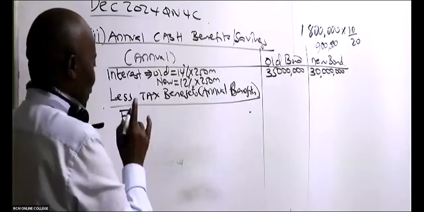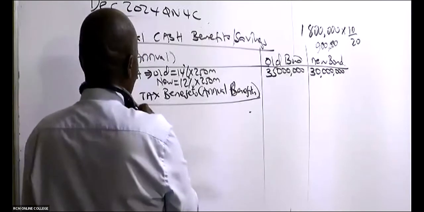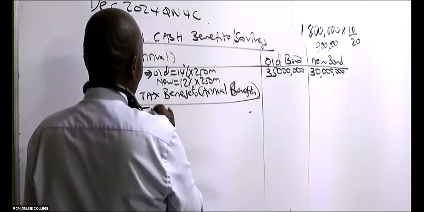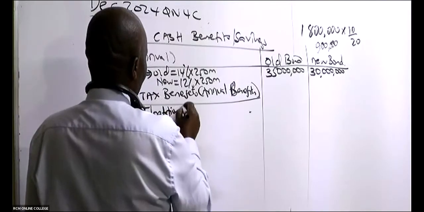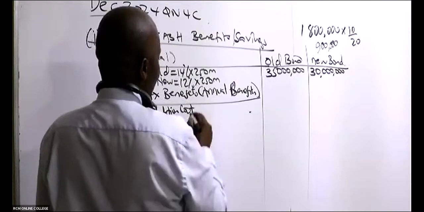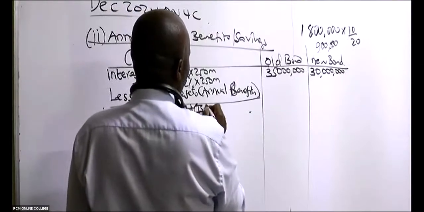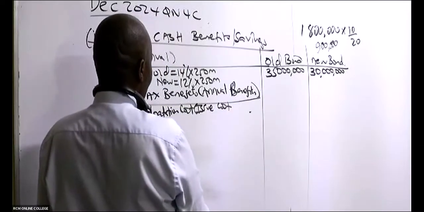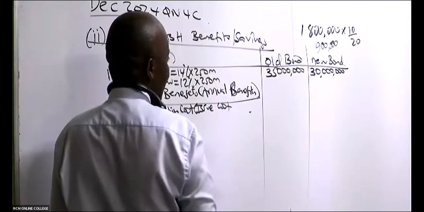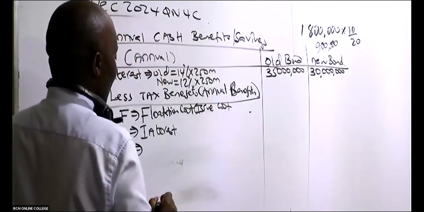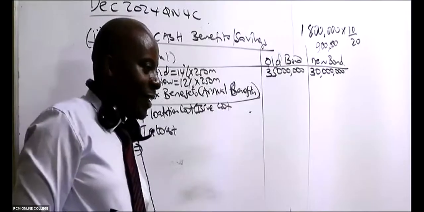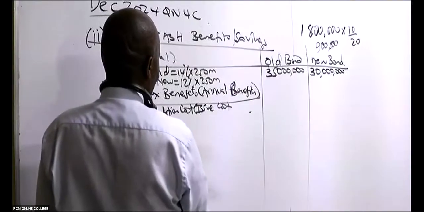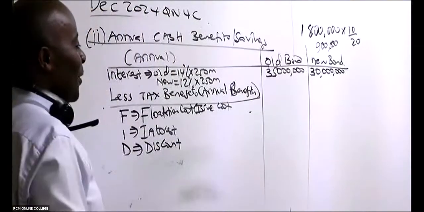So in this case here, this FEED, we have the first one. Let me just repeat this. F is for flotation cost, which is the same as what here? E? Issue costs. Don't forget that. Then we have I for what here? Interest, yes. I for interest. And then we have this D for what? Discount. D is for discount.